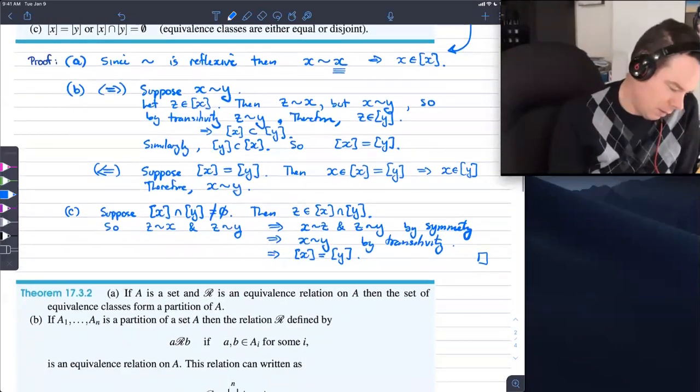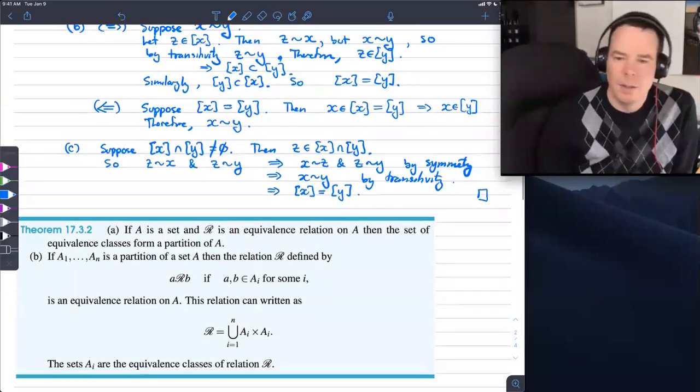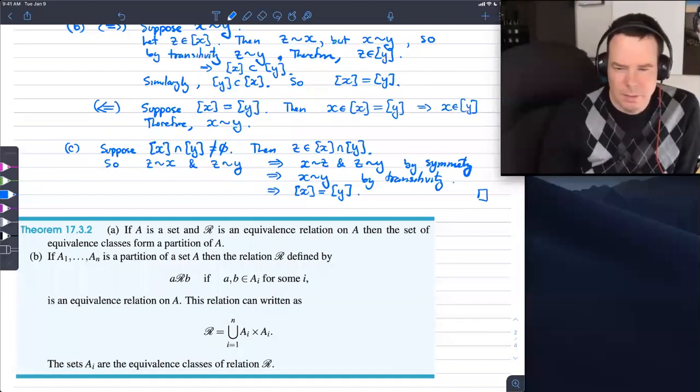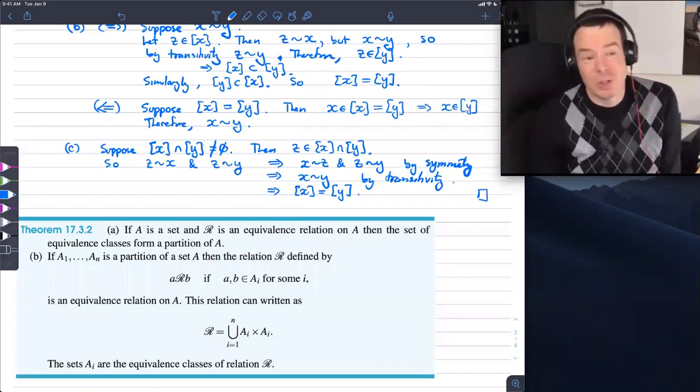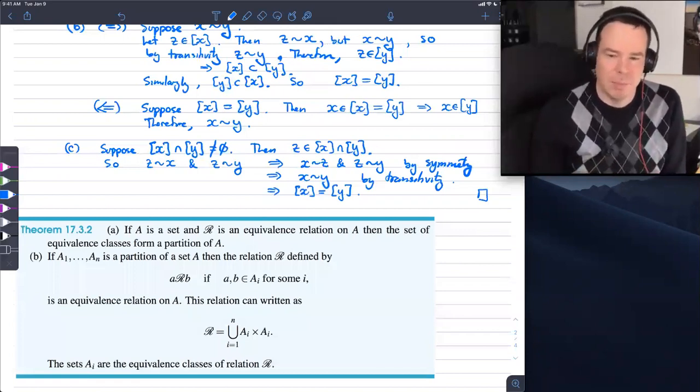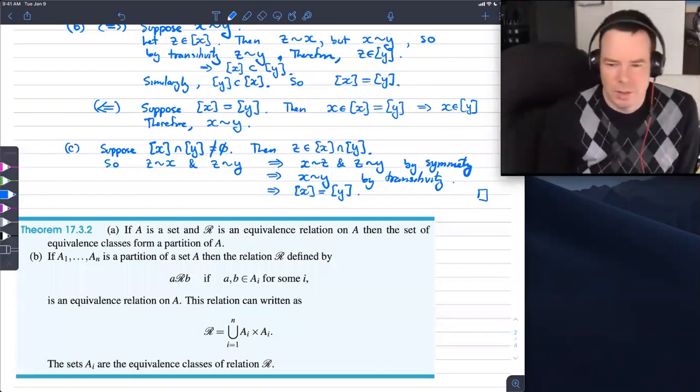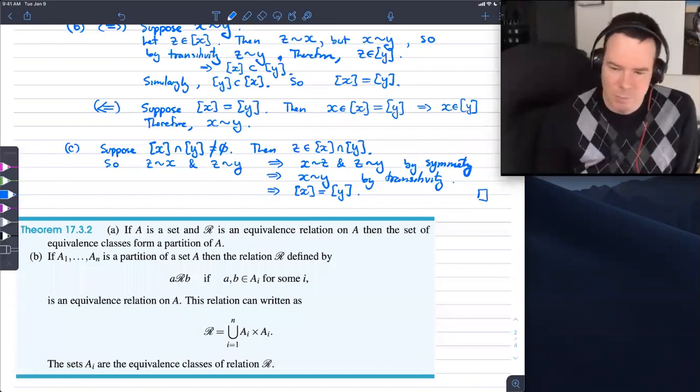And so that gives rise to this idea of a partition now, that if A is a set and R is an equivalence relation, then the equivalence classes form a partition. And the second part is, if we have a partition on a set, then we can define a relation on it by saying two elements are related if they live in the same part of the partition, and that turns out to be an equivalence relation. So two elements are related if they live in the same partition. That's an equivalence relation, because it satisfies the property of being transitive, symmetric, and reflexive.